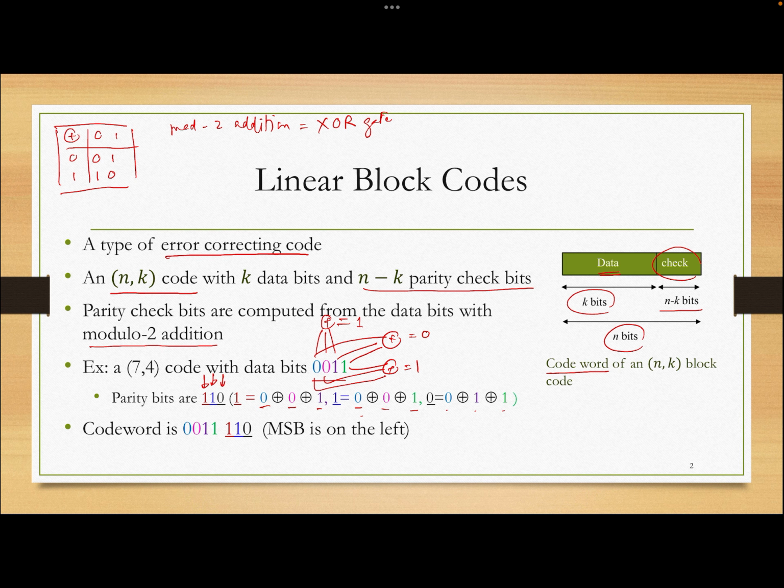So what is the code word? The code word is the data here, and this is the parity check bits that you computed. So data and check bits like this.